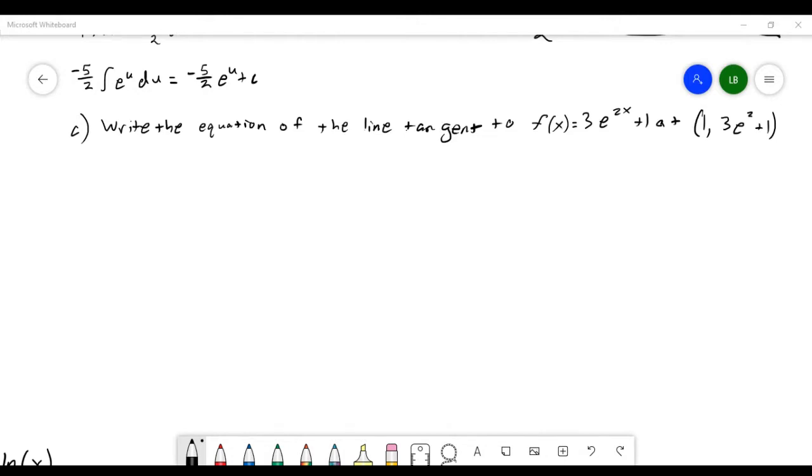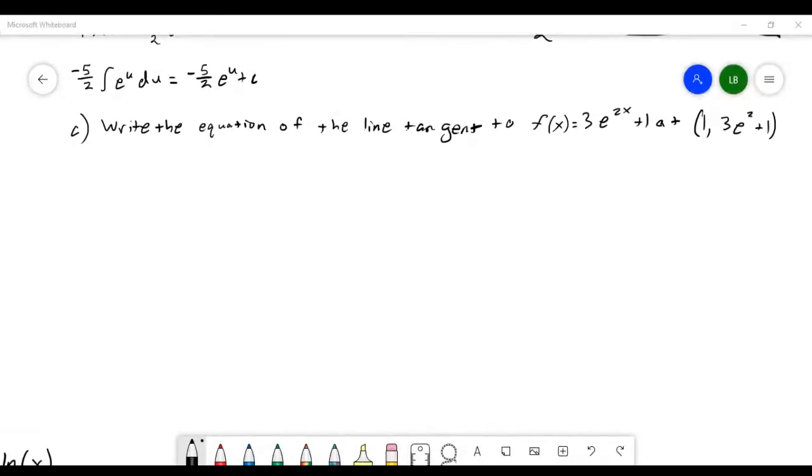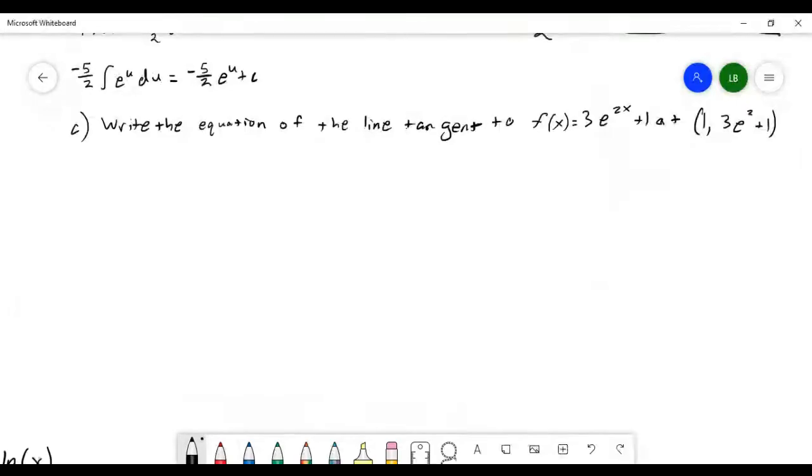Let's just go over it. If you recall, in order to write the equation of a tangent line, you got y minus (3e squared plus 1) equals 6e squared times (x minus 1). All right, let's check that.